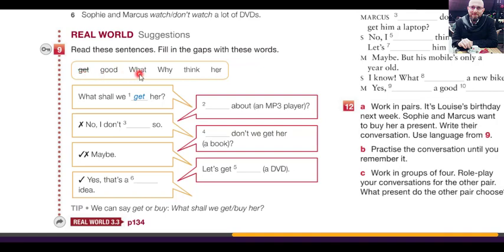Get, good, what, why, think and hear. Fill in the gaps. Stop the video, fill in the gaps. After that, we will check together on page 134. Let's go.